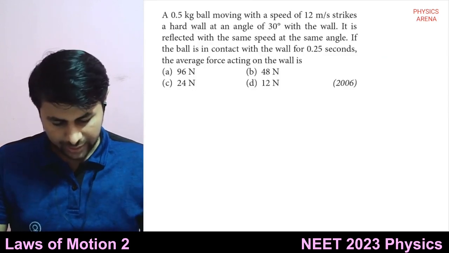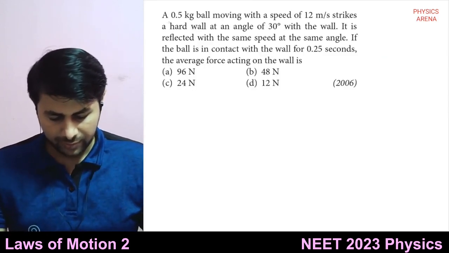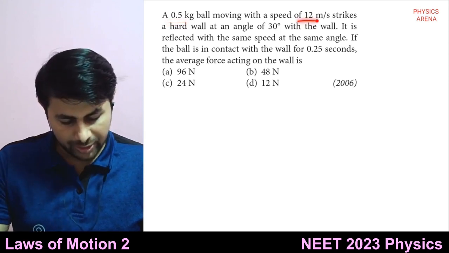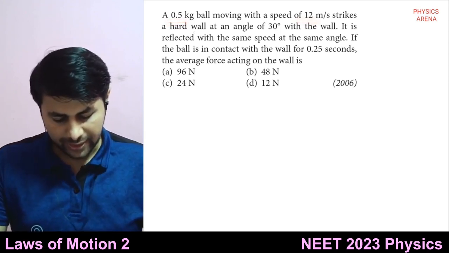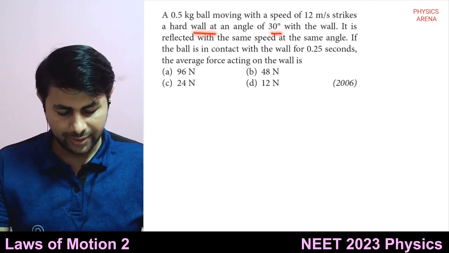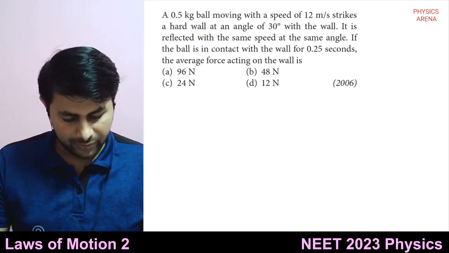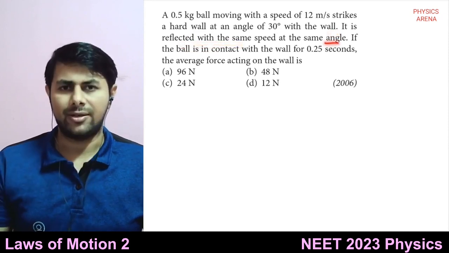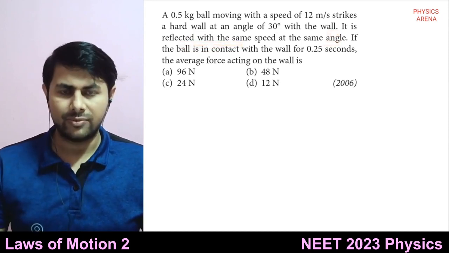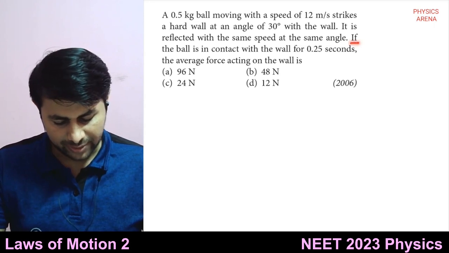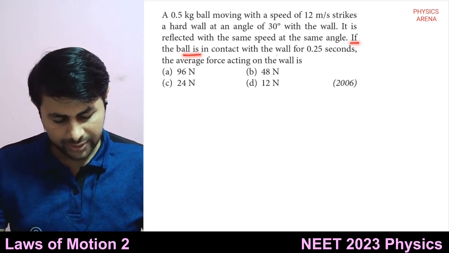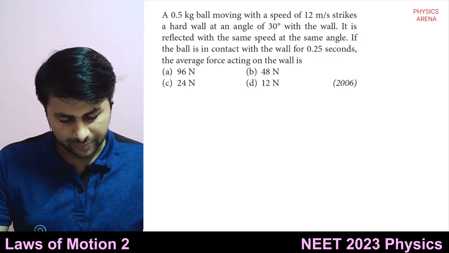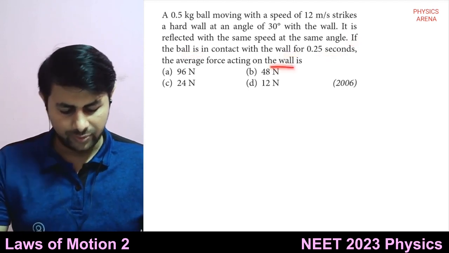So let's move on to the next question. A 0.5 kg ball moving with a speed of 12 meters per second strikes a hard wall at an angle of 30 degrees with the wall. It is reflected with the same speed at the same angle. If the ball is in contact with the wall for 0.25 seconds, the average force acting on the wall is.